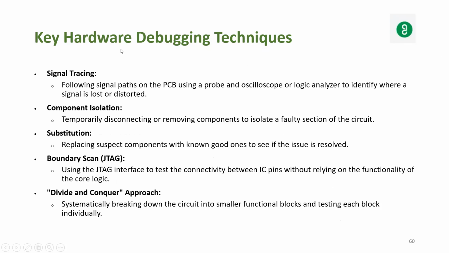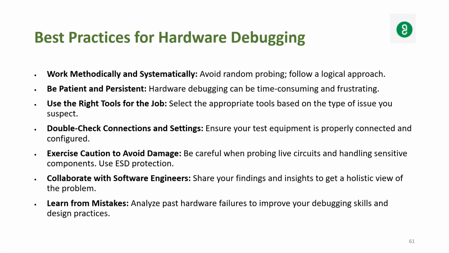The key hardware debugging techniques are signal tracing, component isolation, substitution, JTAG, and the divide and conquer approach. That is, you divide the system into smaller blocks, and each block is tested individually.